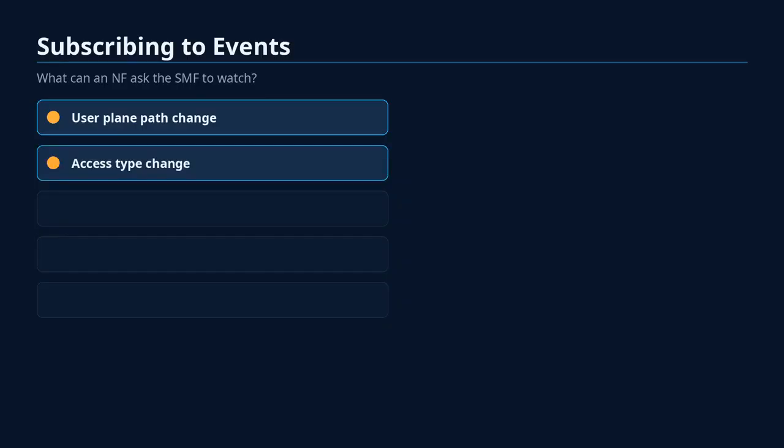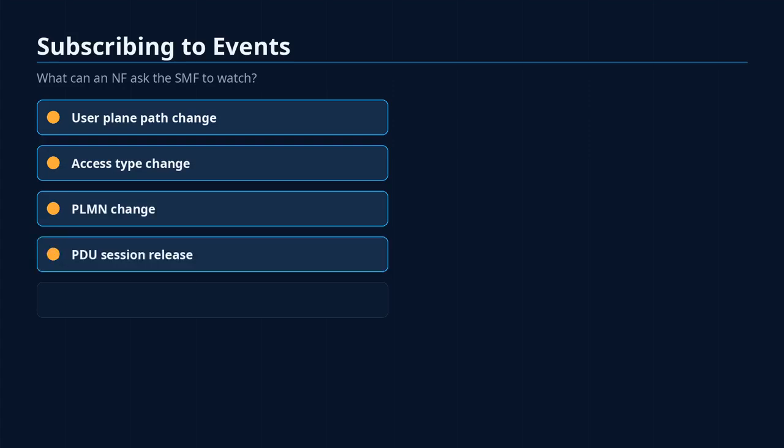A user plane path change, meaning the actual data route your traffic takes through the network shifted. Perhaps a session anchor point was added or removed. An access type change, say your phone hopped from Wi-Fi access onto cellular or vice versa. A PLMN change, you roamed from one operator's network onto another's. A PDU session release, your data session ended entirely. And a UE IP address or prefix change, your phone's actual network address changed underneath you.